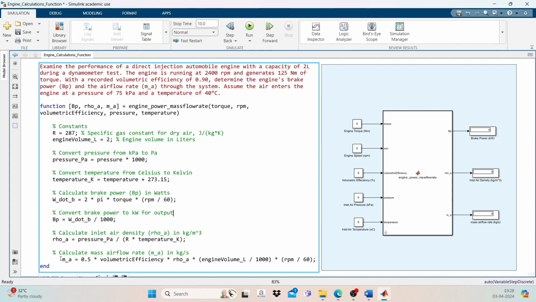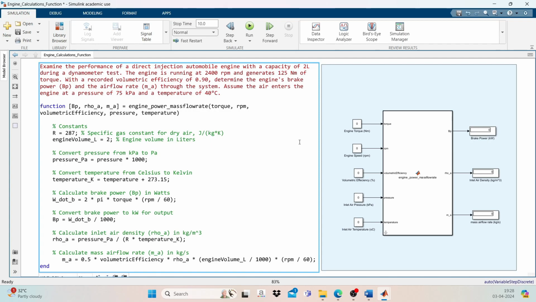Now we have to find out the mass flow rate. The mass flow rate is nothing but 0.5 into volumetric efficiency into the inlet air density rho into engine volume by 1000 into RPM by 60. So here this rho must be calculated because it is unknown here. So for calculating the rho, we have this equation: pressure by R, the gas constant R into temperature K. So this is the way the steps are calculated.